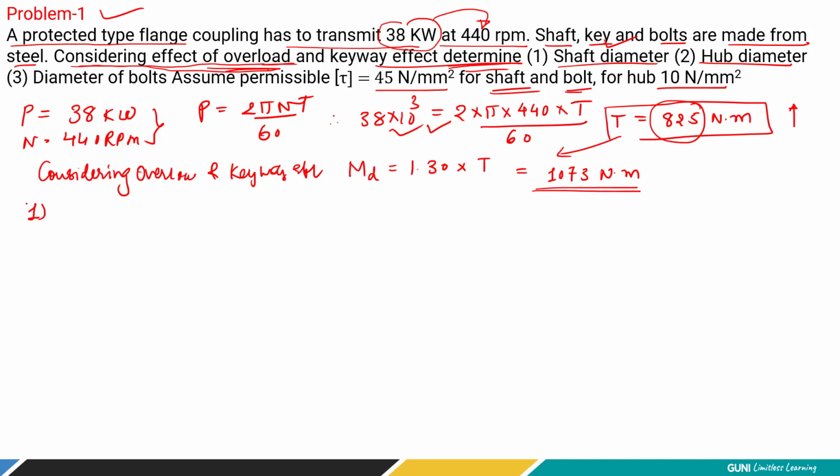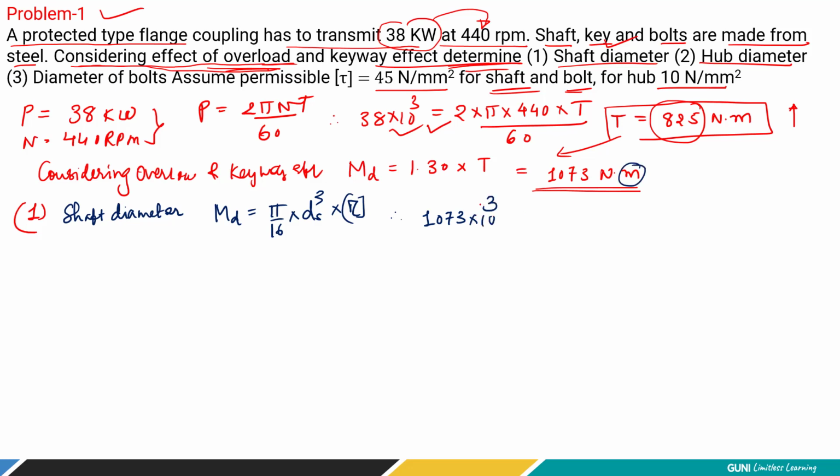The first is the shaft diameter, considering the torsional shear stress, right? So here the design torque is transmitted, but the equation is pi by 16 d raised to cube into the torsional shear stress of the shaft, right? Now here what we have, the value is 1073. It is in Newton meter. We have to convert it into millimeter, so we are going to multiply by 10 raised to 3, right?